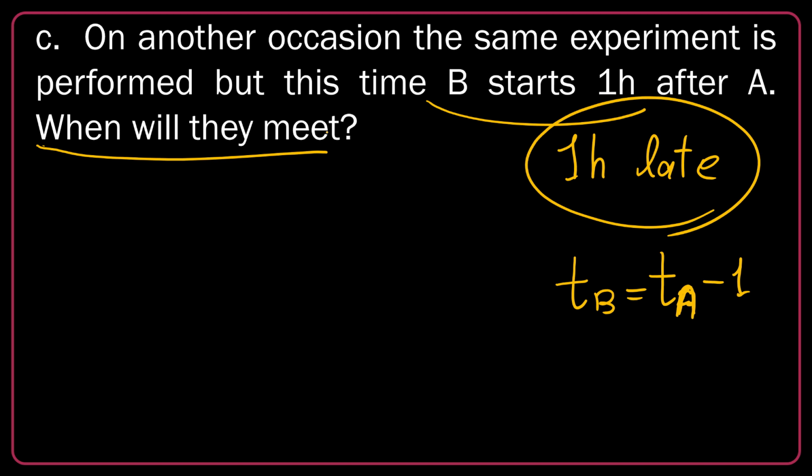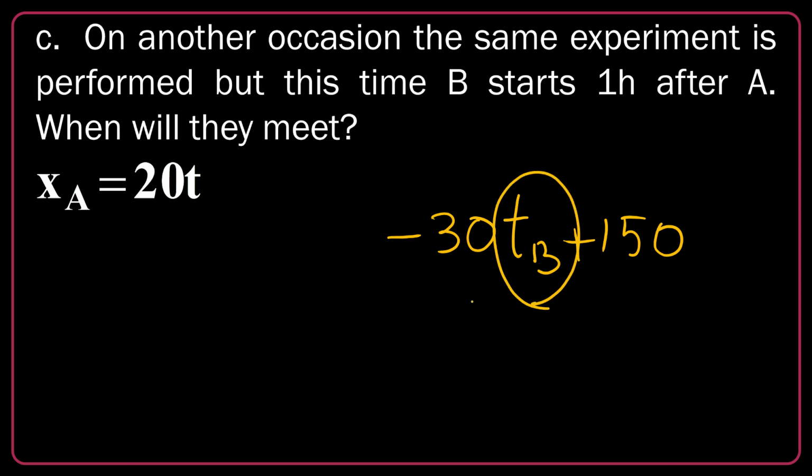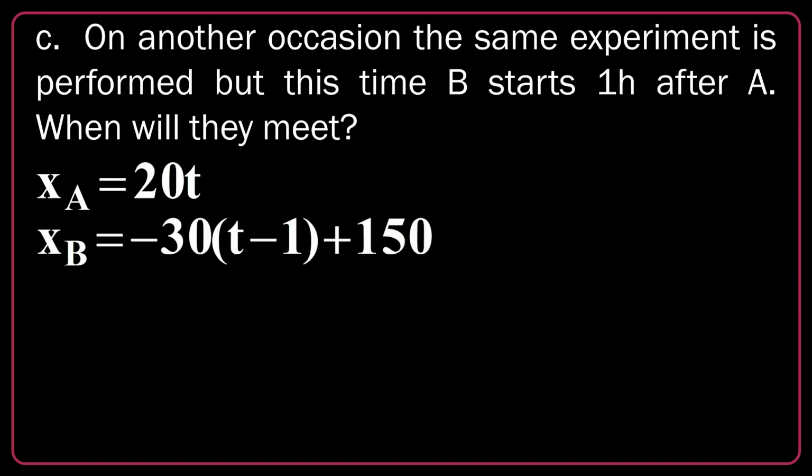We should write the equations of motion. For A, let's say it's 20t. For B, it's going to be negative 30 tB plus 150. And what tB is, is tA minus 1, because it's late. So the total time of the journey for B is 1 hour shorter. So I write it like that: negative 30 times t minus 1, plus 150. Pay attention, t will be in hours, not seconds.